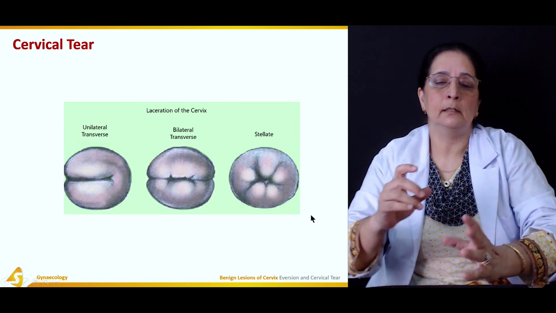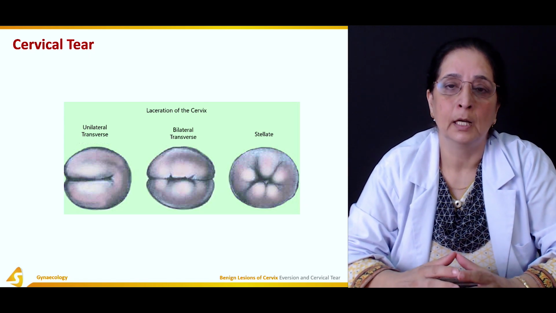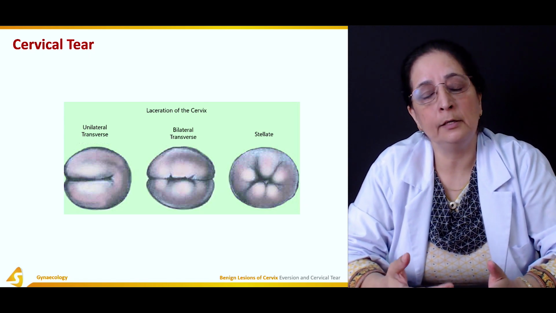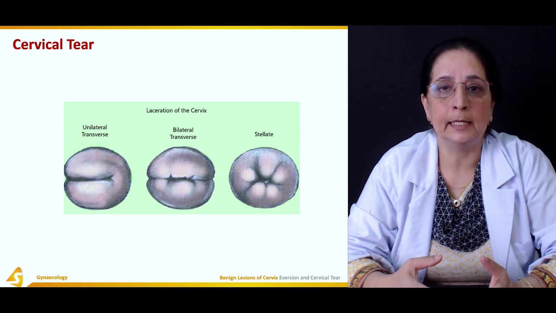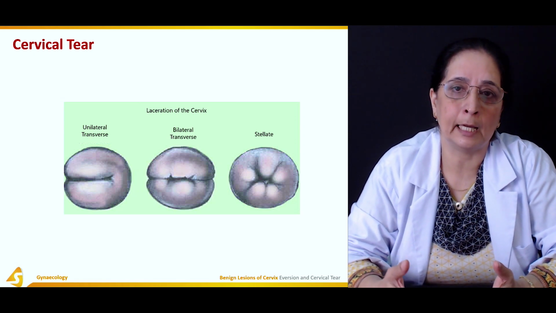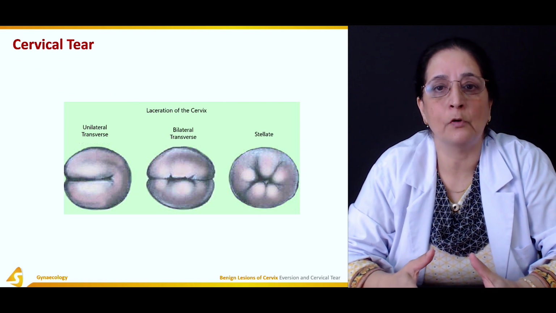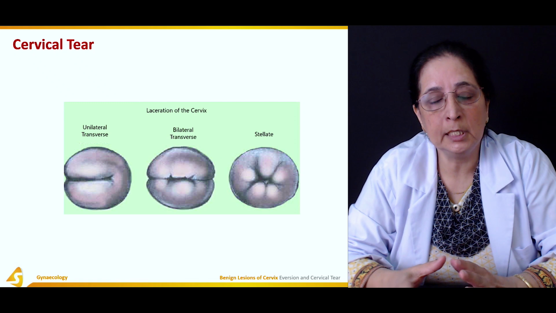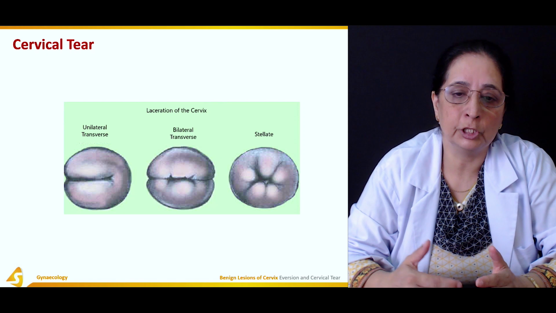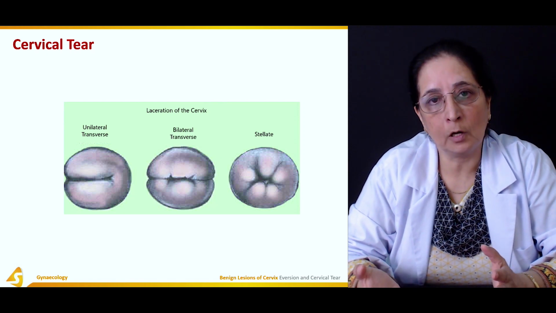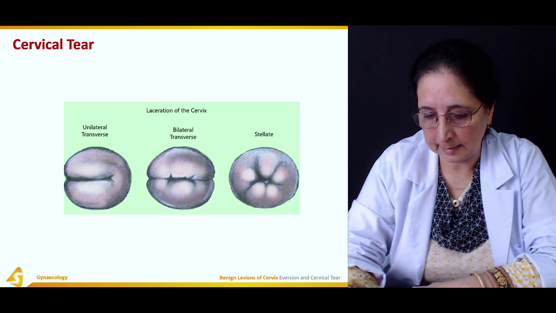So cervical tear is the laceration of the cervix, usually after delivery, more common in the first term pregnancy, when the cervix is not fully dilated, or when the delivery is with the help of instruments like evacuation and forceps delivery. It is mostly in the lateral 3 and 9 o'clock position. It may be unilateral or bilateral, or of the stellate type, which is a star-shaped cervical tear.